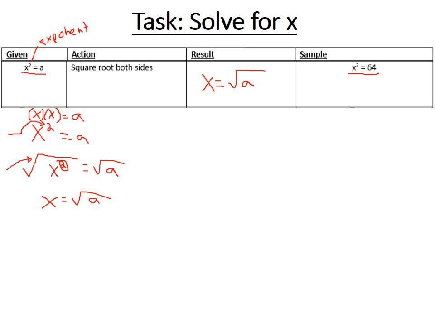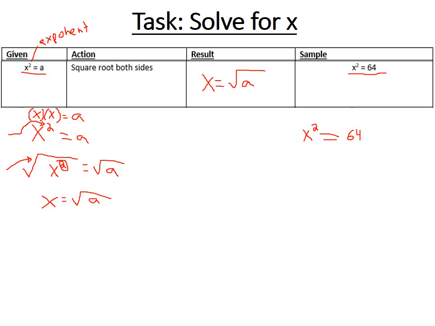So we'll try this sample problem here together. x squared is equal to 64. So that means that something times itself is equal to 64. And you might already know that. You might know that 8 times 8 is equal to 64. And so that would be your answer here. But let's just try it out using the mathematical operation.